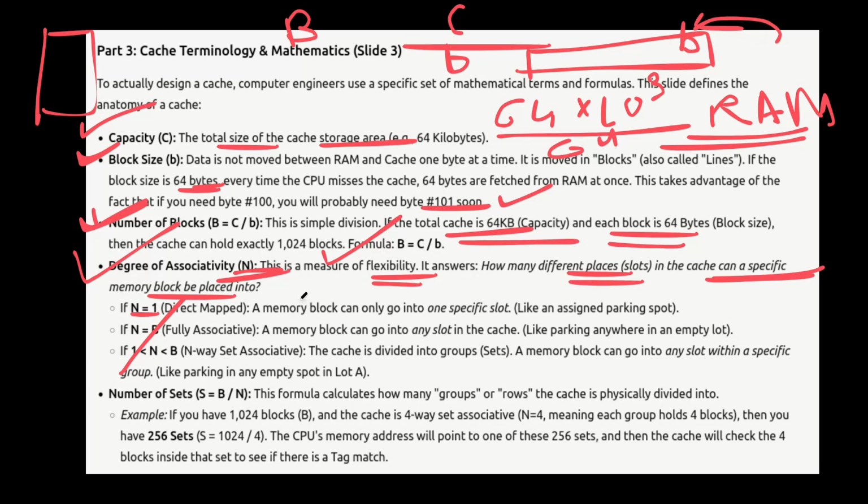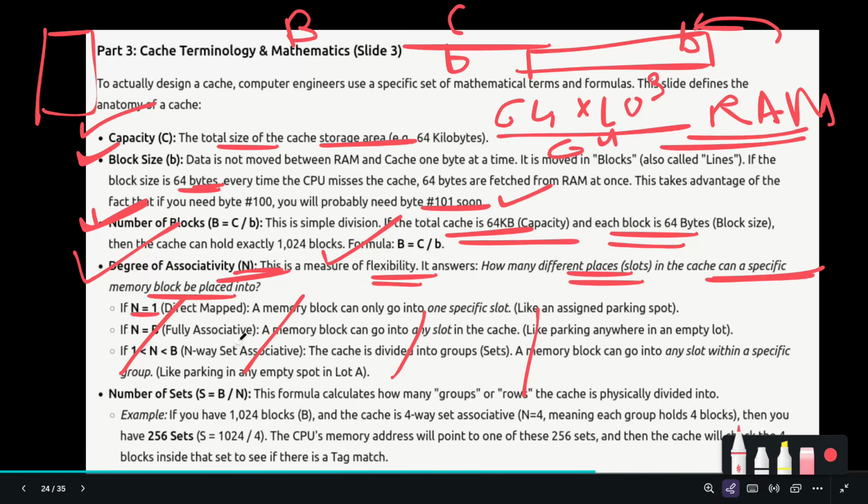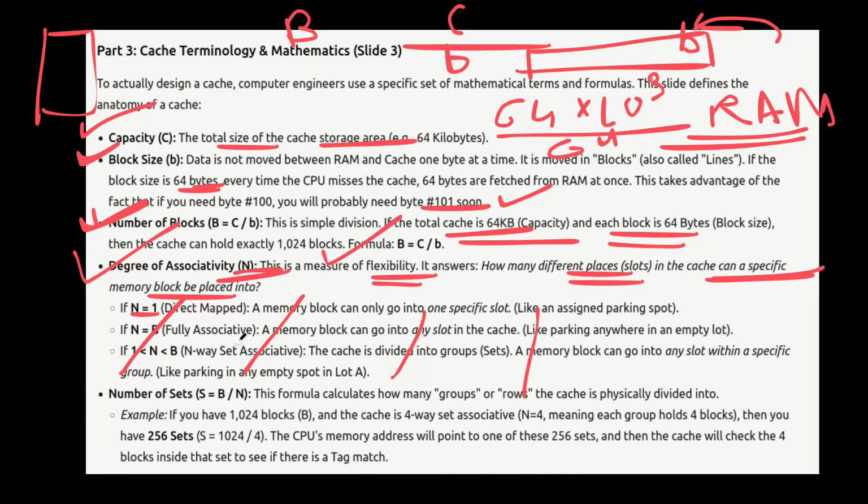Now this part, right now just skip. We will discuss it when we talk about direct mapped, fully associative and so on, which belong to mapping. When we discuss that mapping, we will learn what this actually means. Right now, just understand what capital N, small b and capital B are: block size, capacity, number of blocks, and associativity.